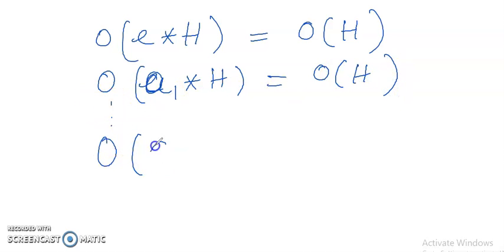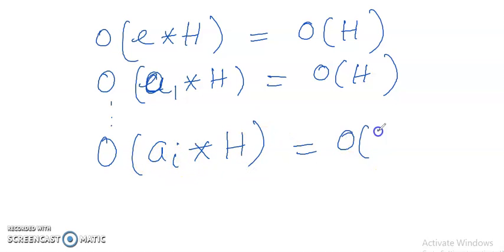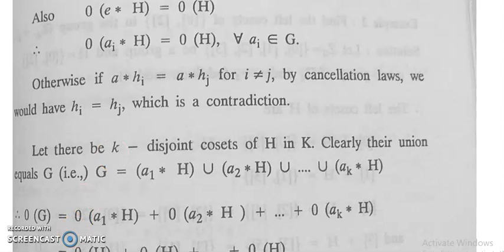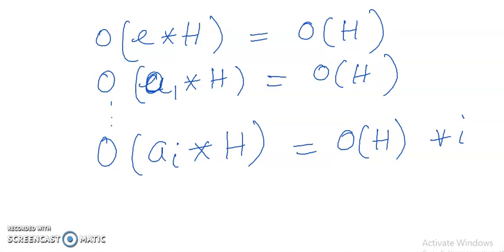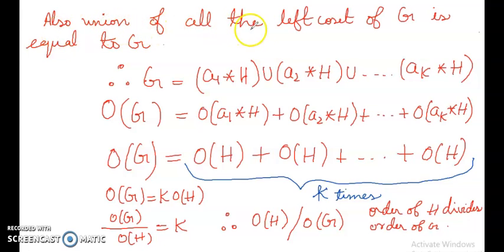It goes on, right? Generally I can write order of Ai star H is equal to order of H for all i. We take Ai from G. This is read as: for every Ai element of G, order of Ai star H is equal to order of H. Also, the union of all the left cosets of G is equal to G.